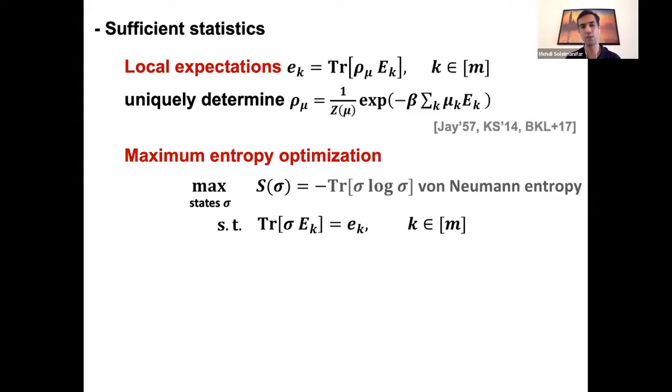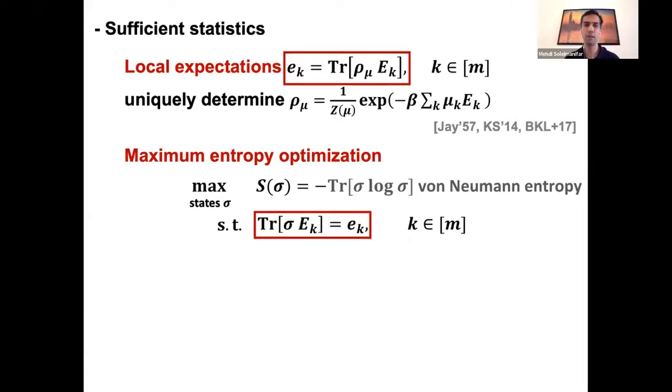One way to do this is using maximum entropy optimization, where the idea is that among all the quantum states whose local expectations are equal to some given values, you choose the one that maximizes the von Neumann entropy. Intuitively, this gives you the least biased choice among all the choices you have. Then you can show that the output of this is precisely the Gibbs state whose local expectations are these E_k. And if you look at the dual of this convex program, it gives you the interaction coefficients. So this is all good, but there is a huge problem here.